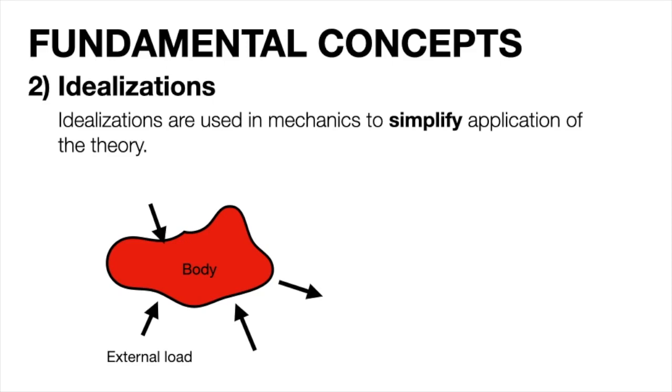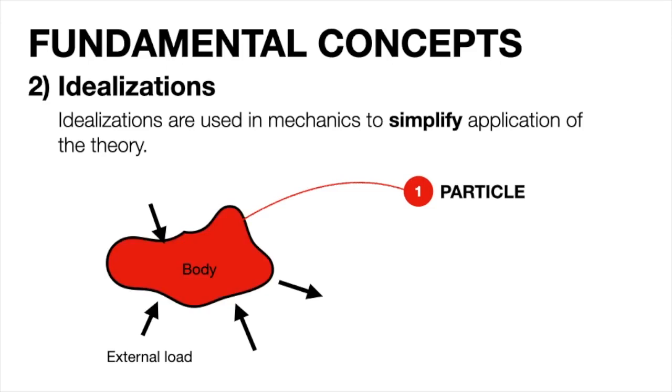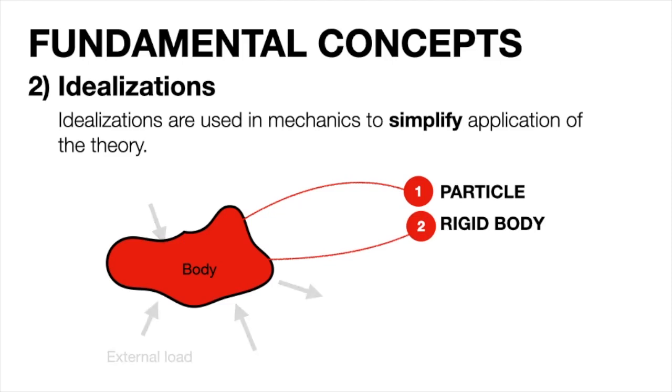Okay. The first idealization or simplification is if we assume the body to be a particle element. The second idealization also involves the body. In certain cases, we assume the body to be a rigid element instead. And the third idealization or simplification involves assuming all external load to be a concentrated force instead.